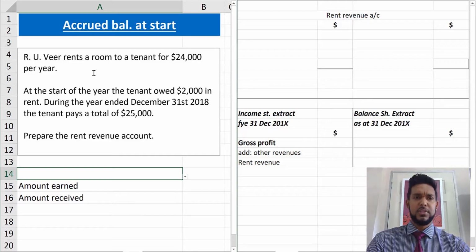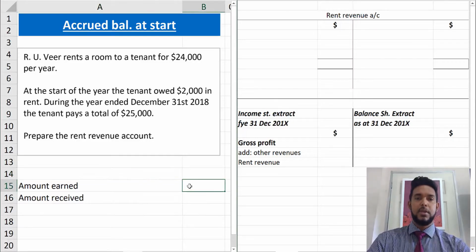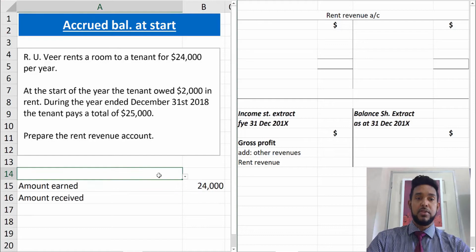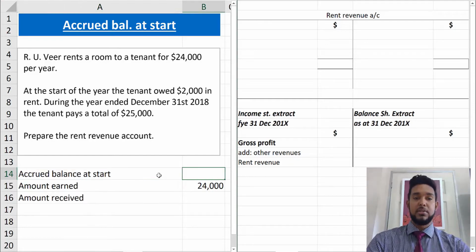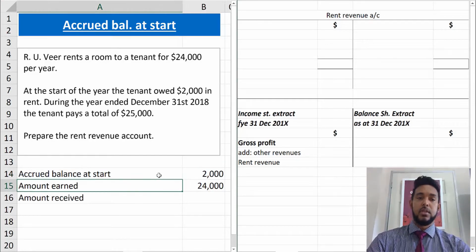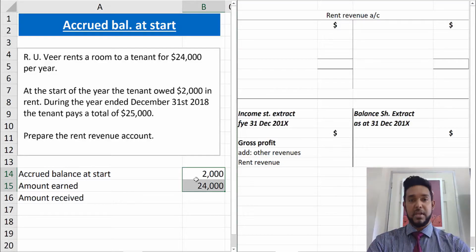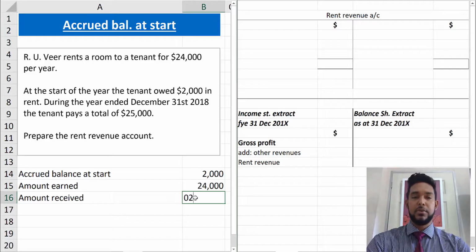Okay. So first things first. The amount earned is $24,000. That's what they told us up front, right? Next, at the start of the year, the tenant owed $2,000 in rent. So that's going to be an accrued balance at start, which is $2,000. Now that's a positive figure because that's an amount we have to get. That's something supposed to come to us, right? So if it's supposed to come to us, those are positive figures. When it comes to us, those are negative figures because they kind of net off. All right. Amount received, we got $25,000.